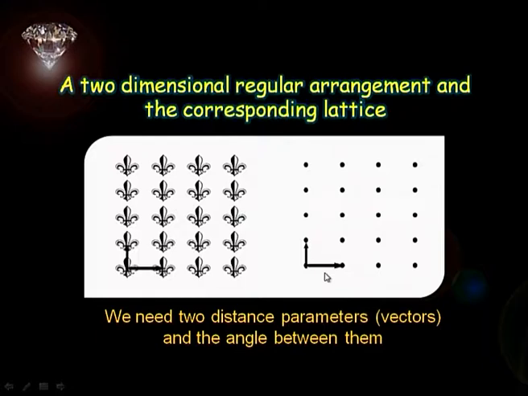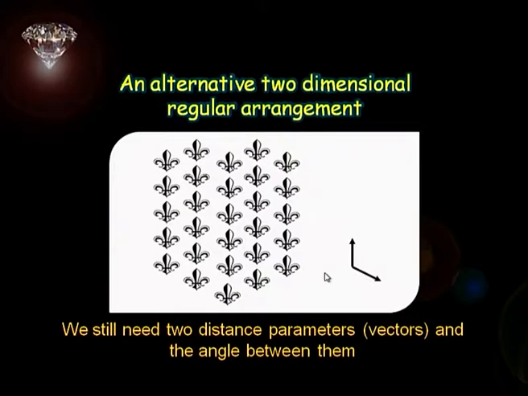Let me just clarify it by taking another motif here. Now I have the same motif but arranged differently. You can see that the pattern is different now. In this case, I again need two vectors. The magnitude of each vector is a measure of the repeat distance in that particular direction, and I also need the angle here. In this case, the angle is different from what we had in the previous case. So here again, the basic point is, for a one-dimensional representation, I need only one parameter, that is a distance vector.